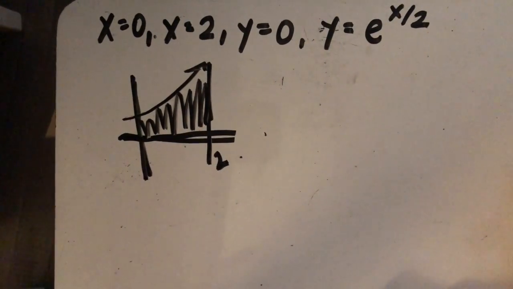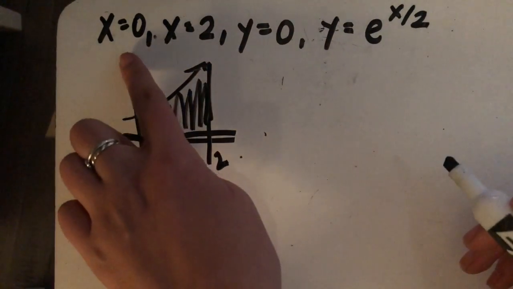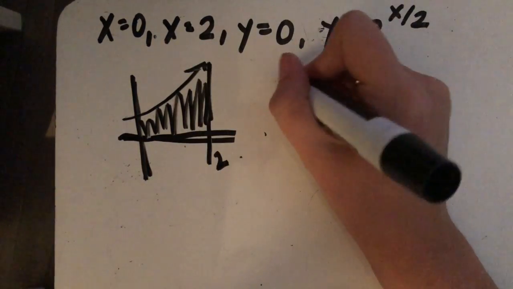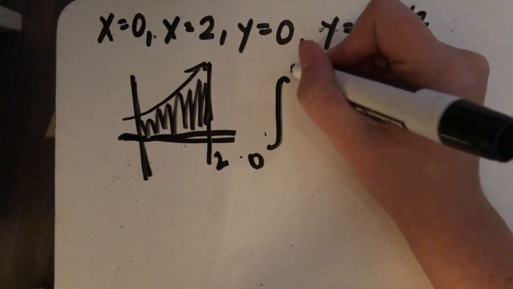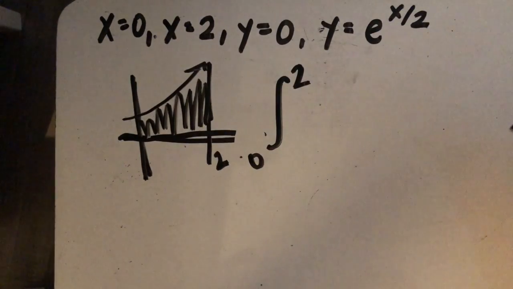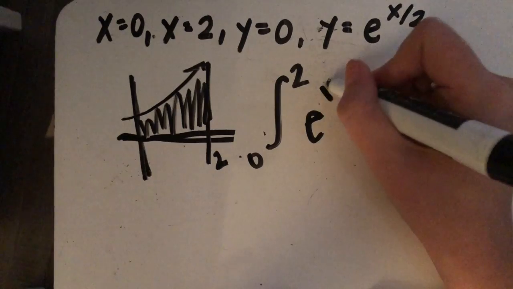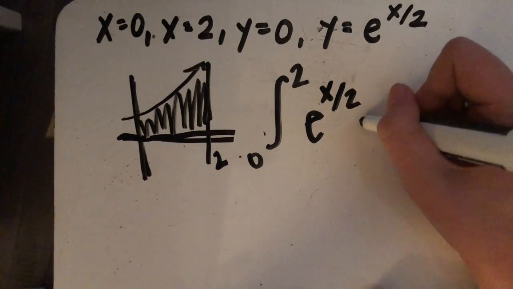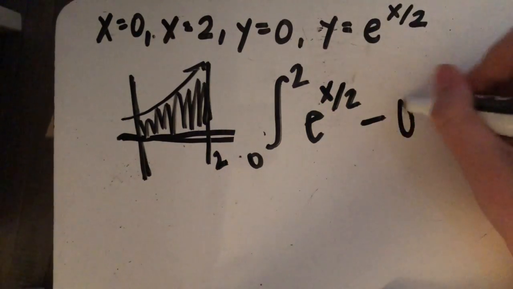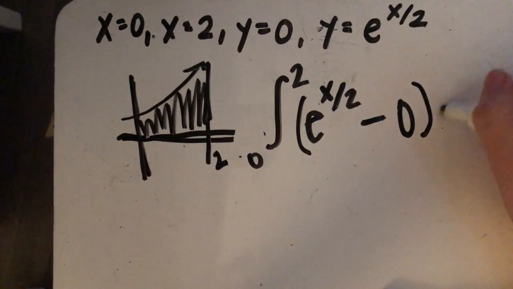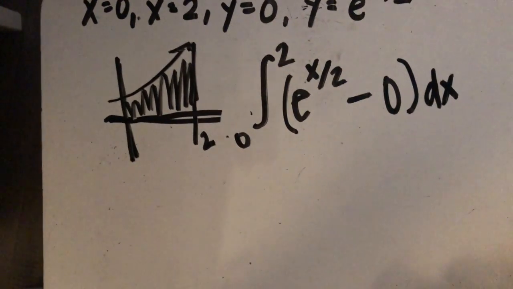This one, I don't have to calculate my bounds because they were actually given to me at x equals 0 and x equals 2. So I'm going to set up my integral, 0 and 2. And then I want the top minus the bottom. I know that this one is going to be on the top based on the graph, or the picture I just drew, minus 0 dx.